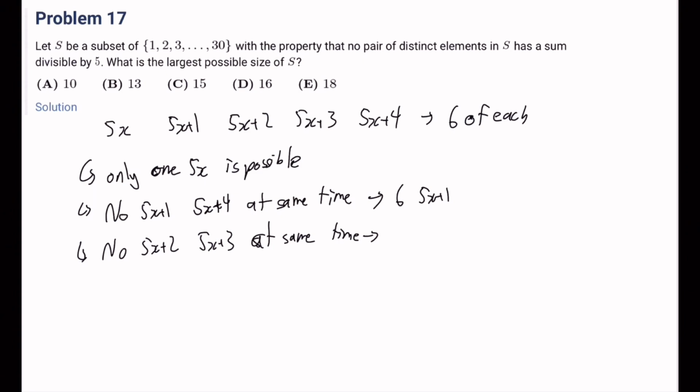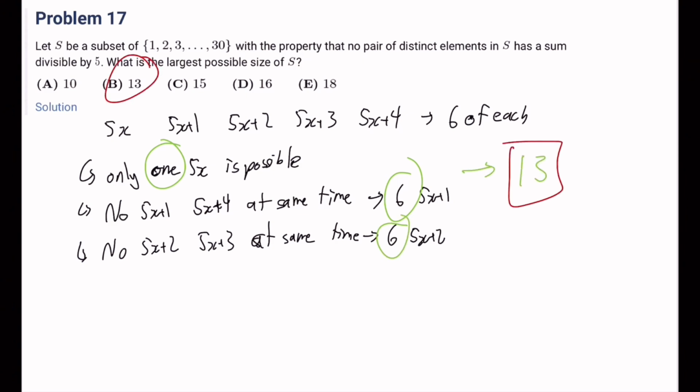And so for that, we can just get 6 of 5x plus 2, because we can't get any 5x plus 3 once we have even one 5x plus 2. And so our maximum is 1 5x, 6 5x plus 1, and 6 5x plus 2. This gives us 13. And so 13 is our answer, it's B.